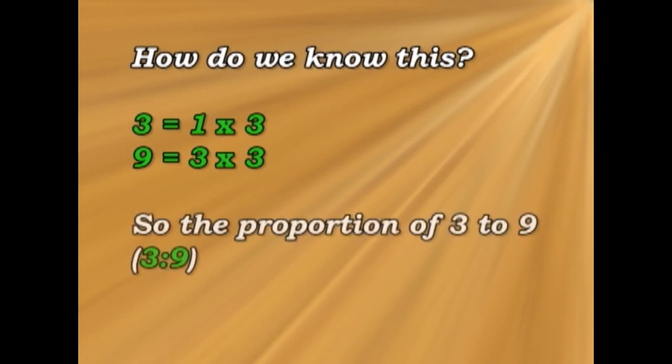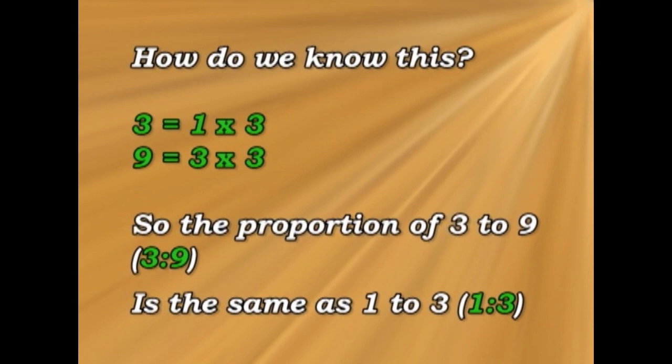Well, 3 equals 1 times 3. 9 equals 3 times 3. So the proportion of 3 to 9 is the same as 1 to 3.